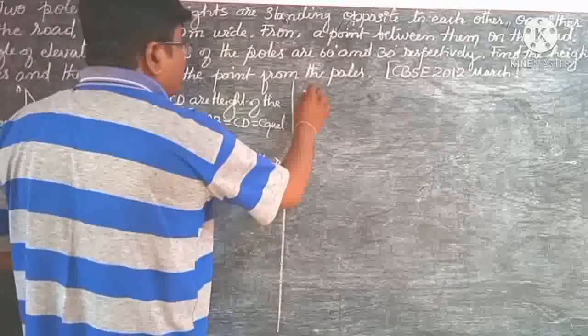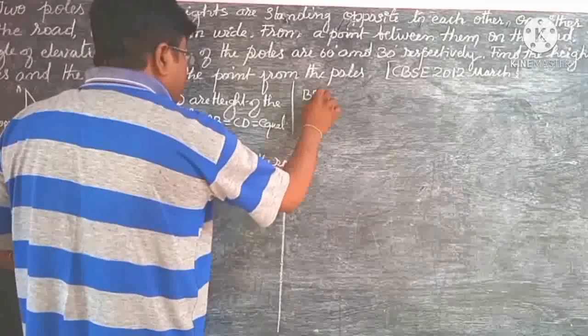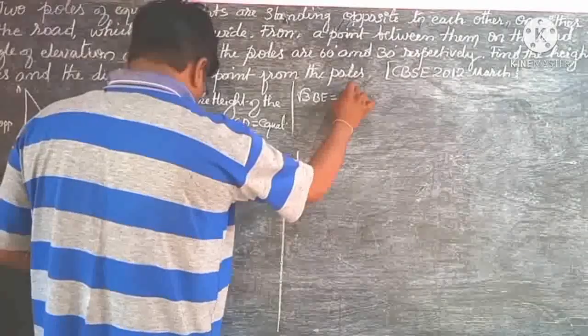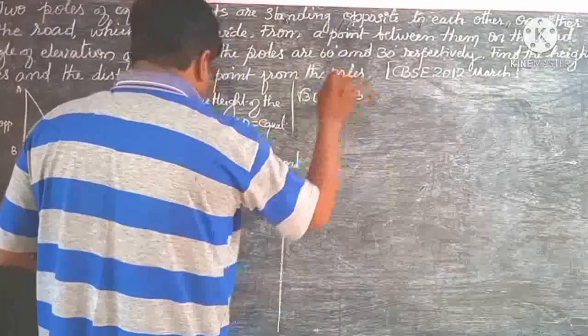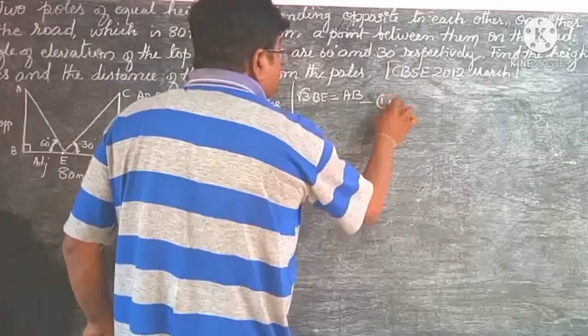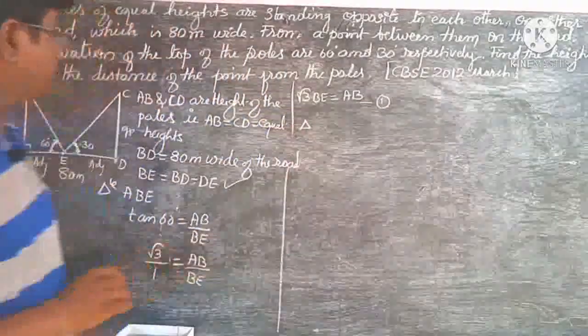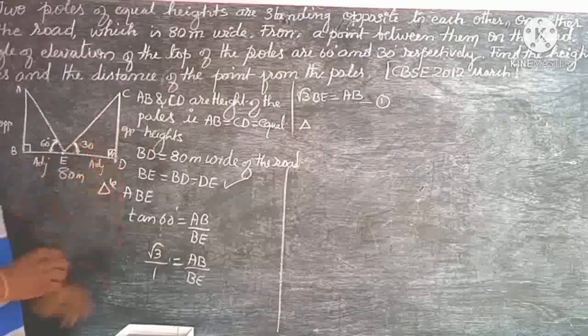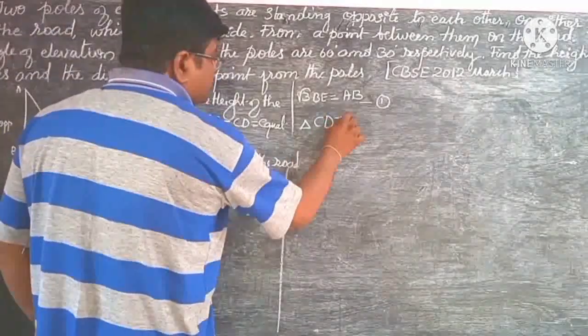Therefore root 3 BE is equal to AB. We call it equation number 1. And next is another right angle triangle. Which one is the right angle triangle? Triangle CDE. Another right angle triangle, CDE.